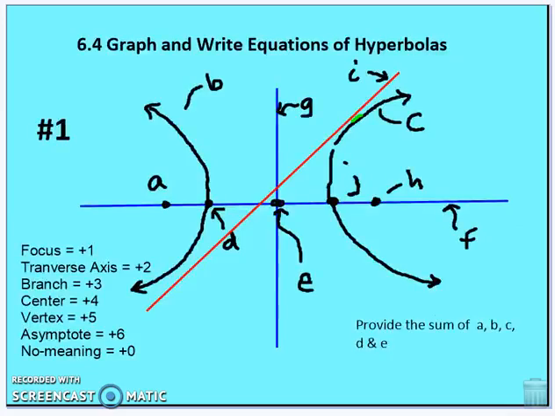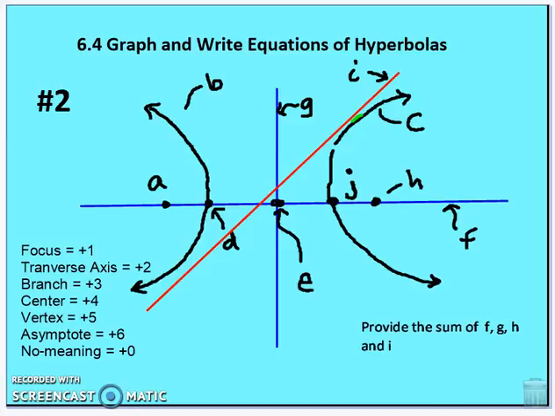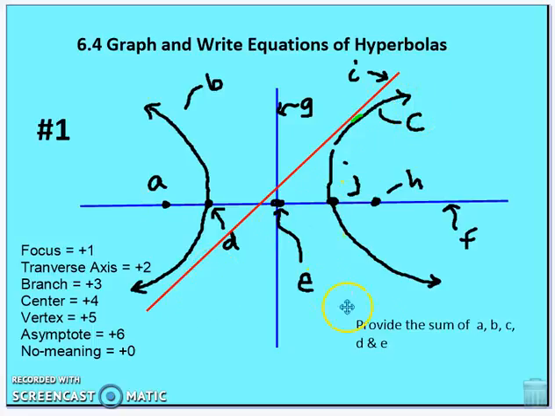So here's a quick quiz. Provide the sum of A, B, C, D, and E. You can pause for a moment while you quiz yourself on this. All right, A is going to be a focus. B is a branch. C is also a branch. D is going to be a vertex. And E is going to be the center.